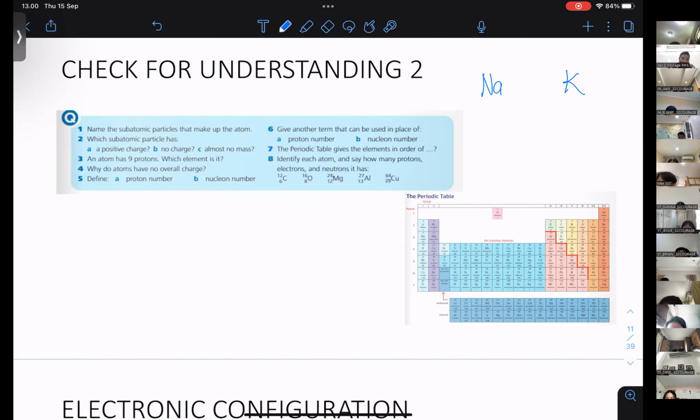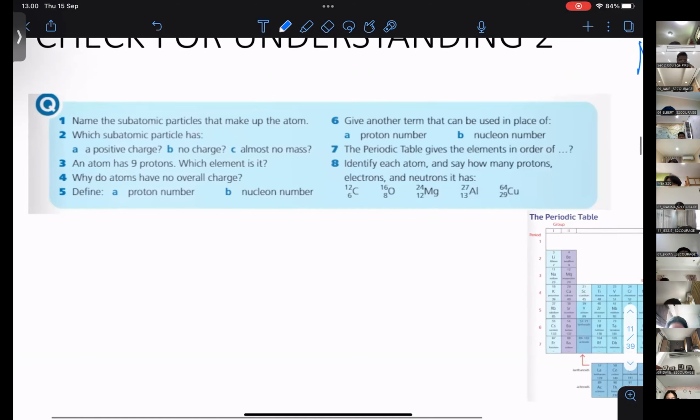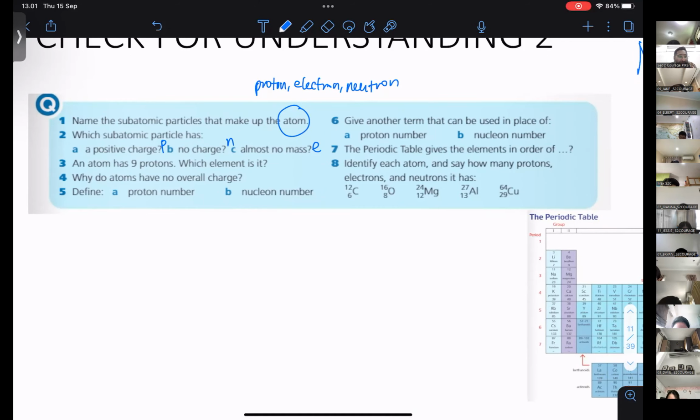Here, check for understanding part 2. Name the subatomic particles that make up the atom. You have proton, electron, and neutron. Which subatomic particle has a positive charge? Proton. No charge, neutron. Almost no mass, Terrace, which one does not have mass? Electron. Good. Almost 0, which is 1/1840.